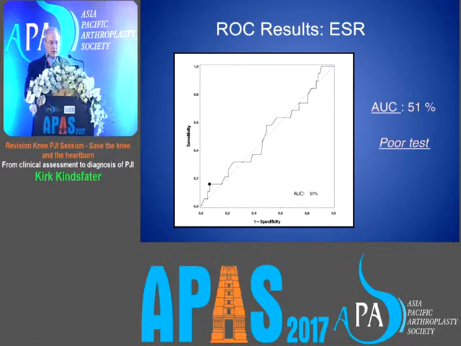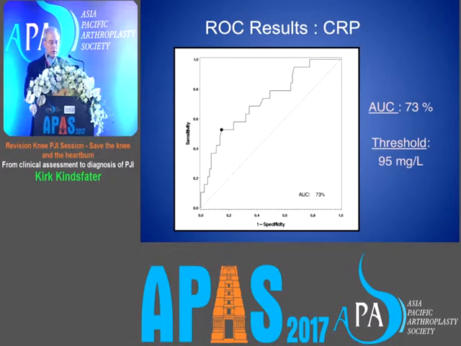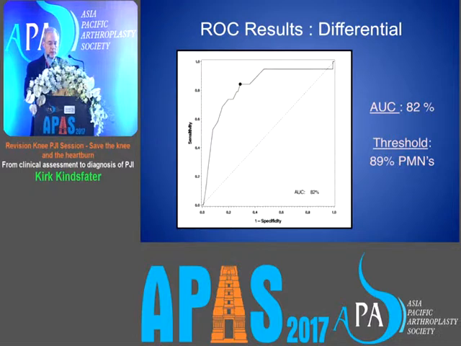And if you look at these, they're called receiver operating characteristic curves, and they're plotting sensitivity over 1 minus the specificity, but really what you look for is the area under the curve. And if it's probably less than 70%, it's not really a great test. So area under the curve for a SED rate is 51%, not so good. C-reactive protein, if you use a threshold of 95 milligrams per liter, it's reasonable, 73%. The differential is better if you use 90% basically for your polys, 82%.